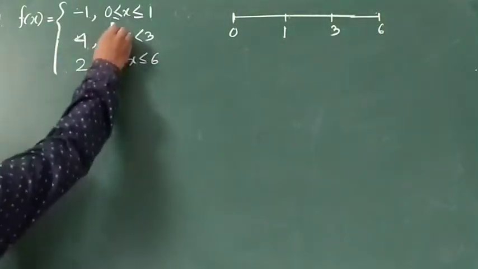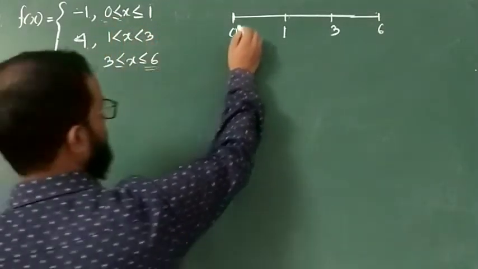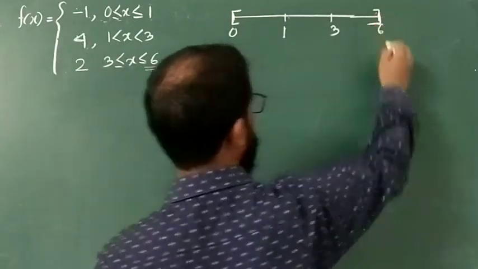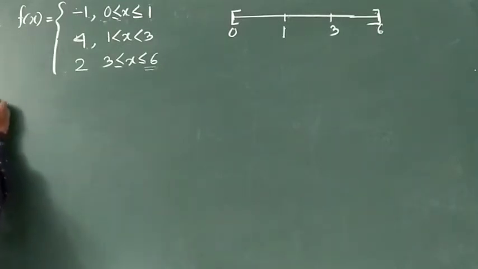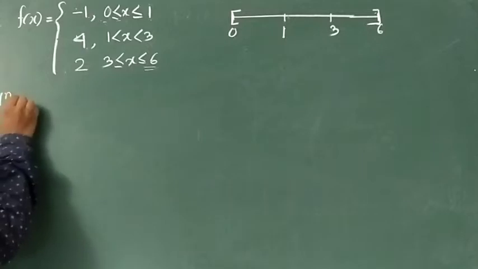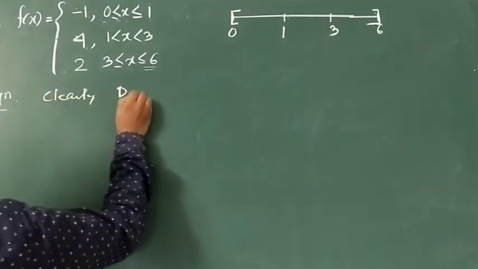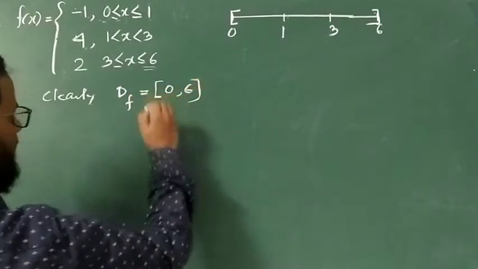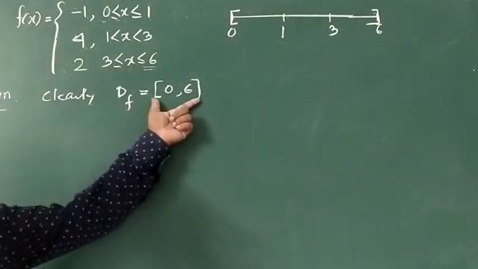Since there is a symbol of equality here and there is a symbol of equality there, so this is closed. So finally the domain is the closed interval 0 to 6. So your solution में शुरुआत कैसे होगा? Clearly, domain of the function is the closed interval 0 to 6. Now, you are going to discuss the continuity of the function in this closed interval.